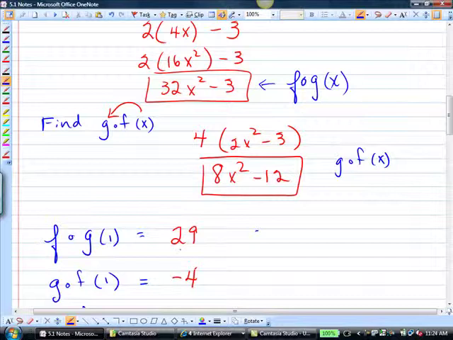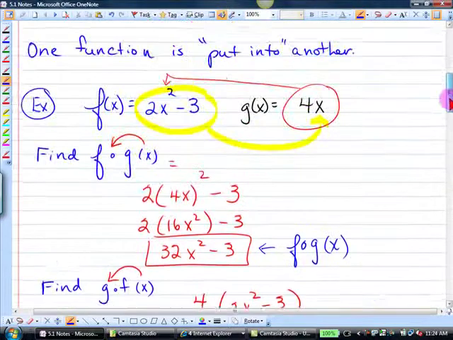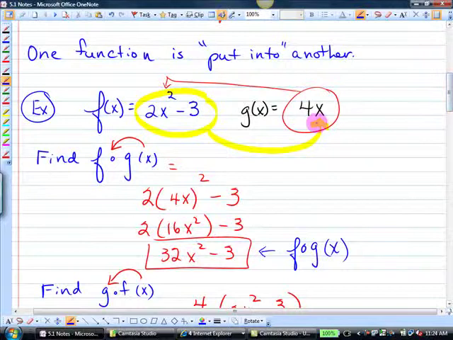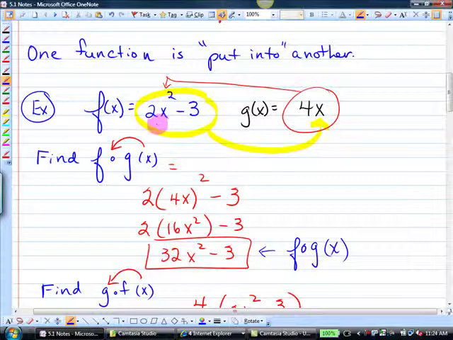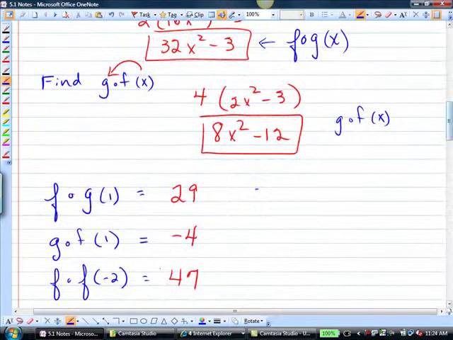Okay? I could also do it this way. I could put 1 into g. Let's do it this way too. 1 into g is what? 4. And then I take 4 and plug it in here. 2 times 4 squared. So 2 times 16 is 32 minus 3. So even if you didn't come up with these, you could put it into one and then put the result in the other one. Okay? All right. G of f of 1. Plug it in here. So 8 minus 12 is negative 4.